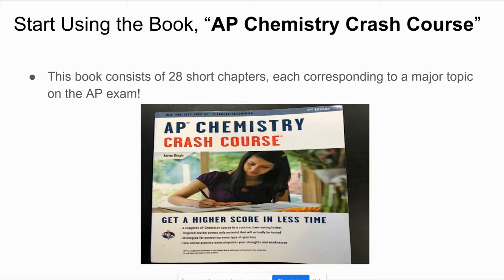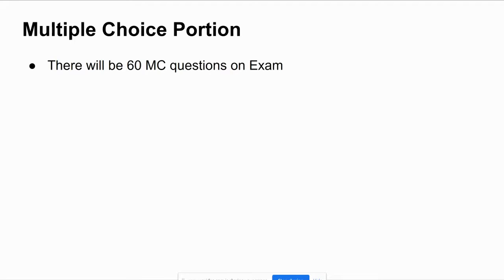You'll see that this book consists of 28 short chapters and a lot of practice questions. Now, each of these little chapters corresponds to a major topic on the AP exam. So this is certainly something that you can start right now investing some time into. And of course, as it says on the front of the book, get a higher score in less time. So start now.